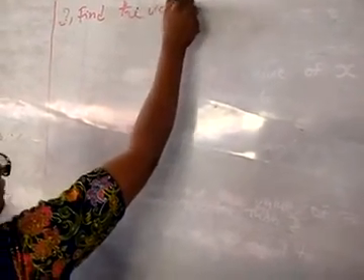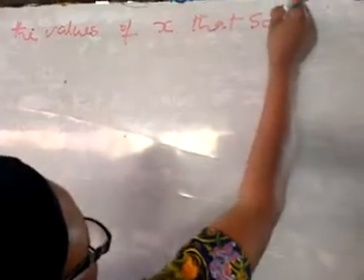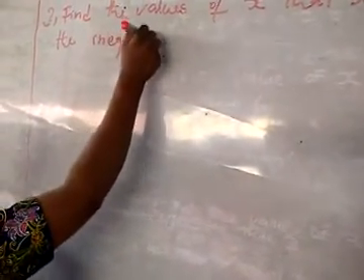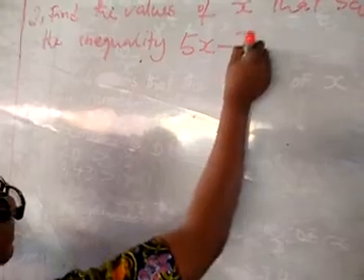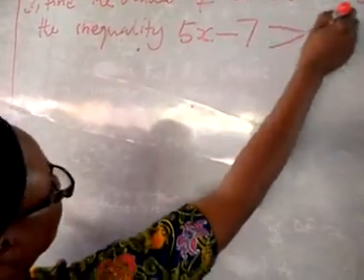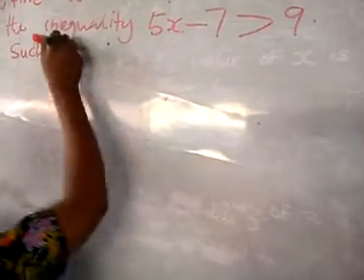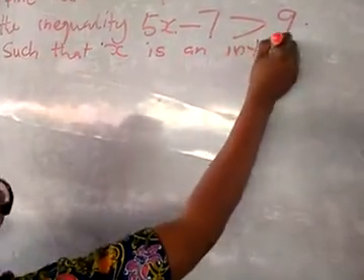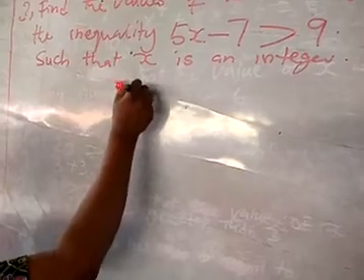Find the values of x that satisfy the inequality 5x minus 7 is greater than 9, such that x is an integer. Solution.